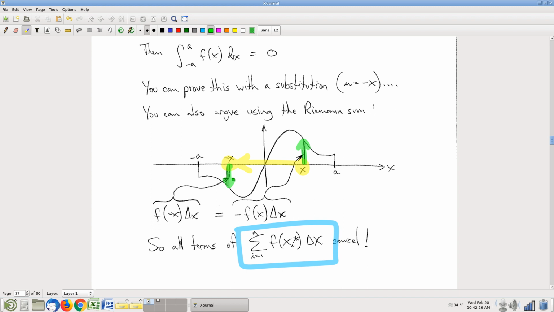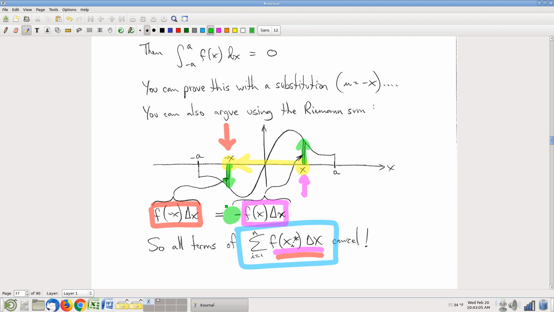So let's look at these two corresponding terms in the Riemann sum. The term in the Riemann sum corresponding to that piece, whoops, I circled the wrong one, is that. The term in the Riemann sum corresponding to this piece is this. There are therefore two terms in the Riemann sum which, because of the oddness of the function, are negatives of each other. Therefore, those two terms cancel. Poof, puff of smoke, right?